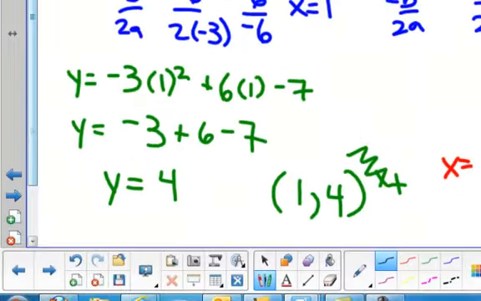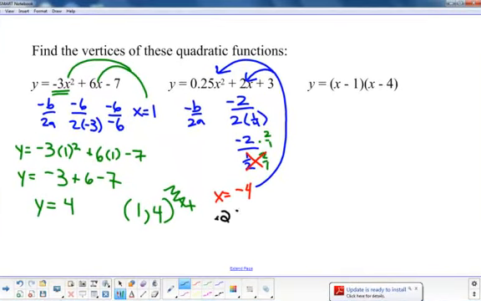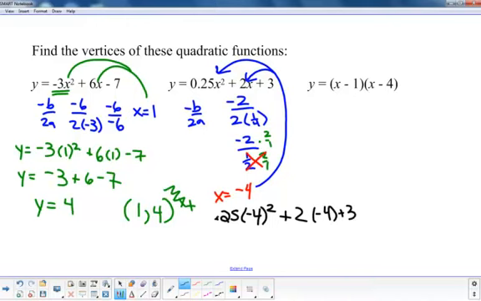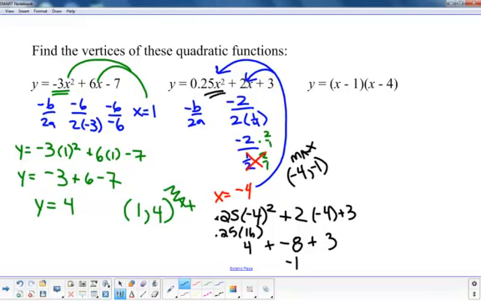So 0.25 times negative 4 squared plus 2 times negative 4 plus 3 is going to give you the y value of your vertex. So 0.25 times 16 is 4, not 8. That'd be 16 divided by 4. Plus 2 times negative 4 is negative 8 plus 3. So our answer is negative 1. Therefore, the vertex point is negative 4, negative 1, and this is the minimum because we have a positive x squared. And the grand finale, our vertex.